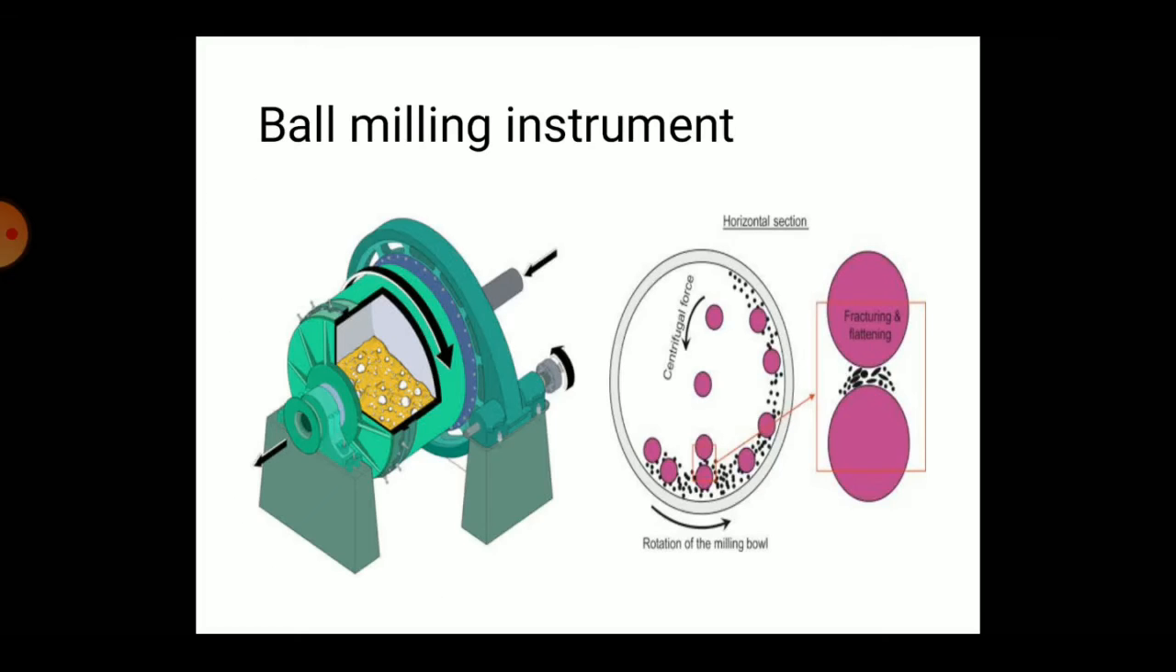Here you can see the ball milling instrument. The green color one, that diagram is about the ball milling instrument. Inside you can see a slurry which is then rotated. Inside it will have your alumina balls or stainless steel balls.